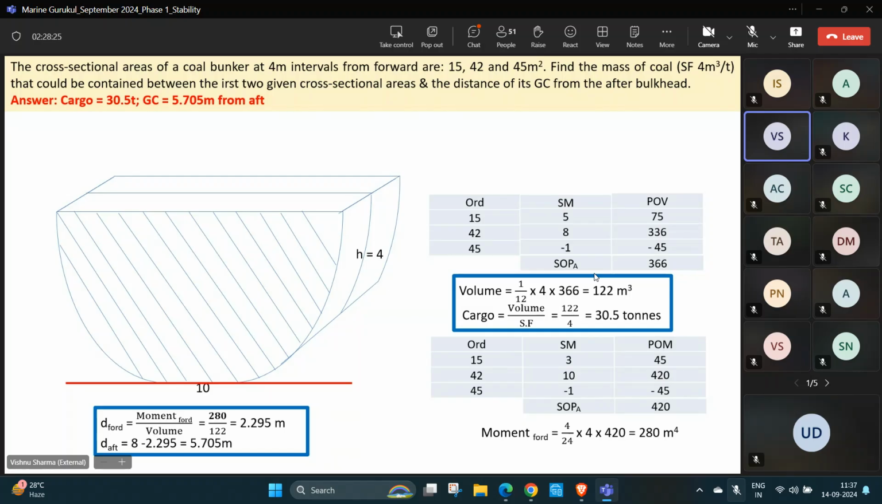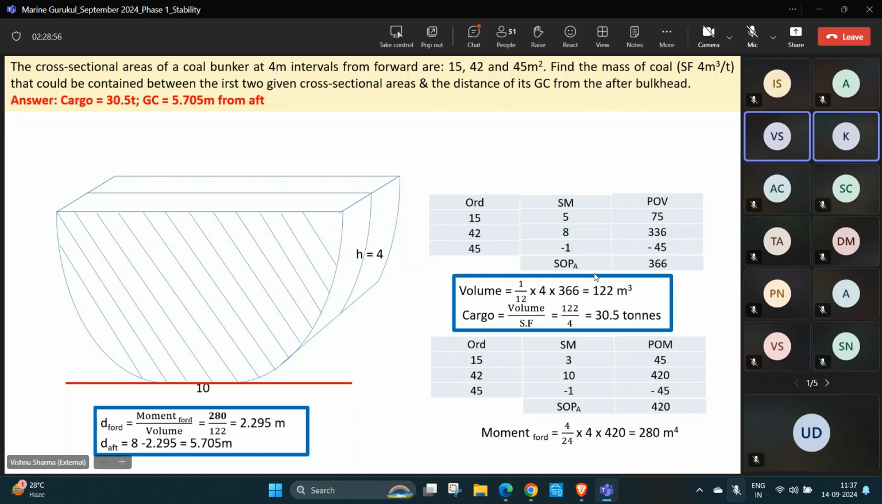You don't have to make a 3D diagram. I've just made it here for the sake of making it. You can make the same 2D diagram. The cross-sectional areas of a coal bunker. A coal bunker is nothing but like a cargo hold. Bunker means a space where the coal is stored. So it's like a cargo hold. Don't get bothered by the terminology. Sometimes people only get entangled in the terminology and then start struggling.